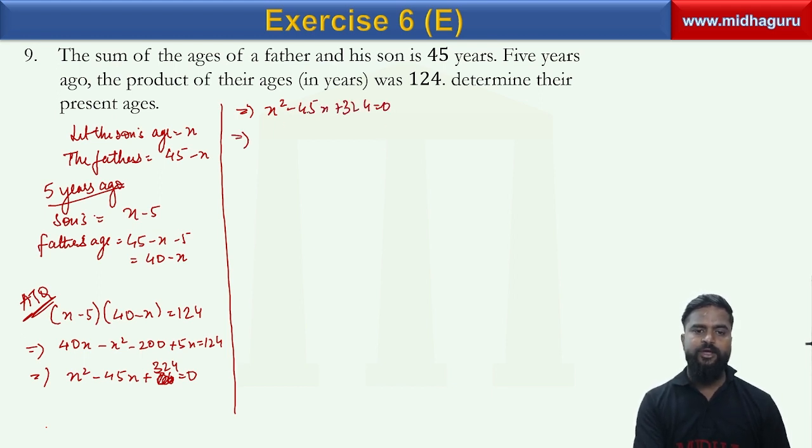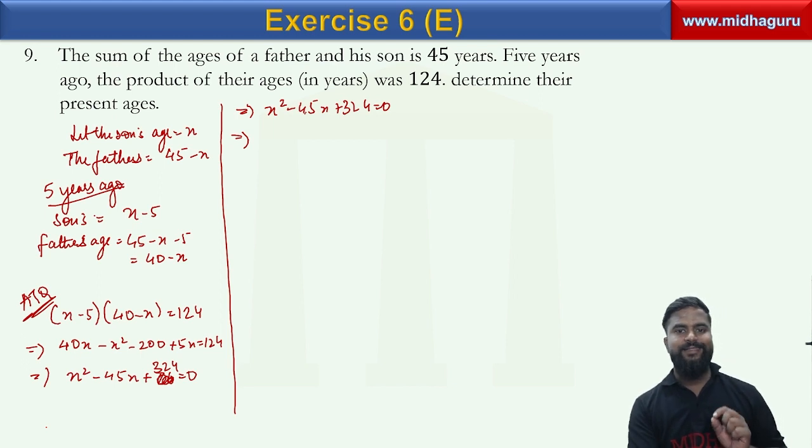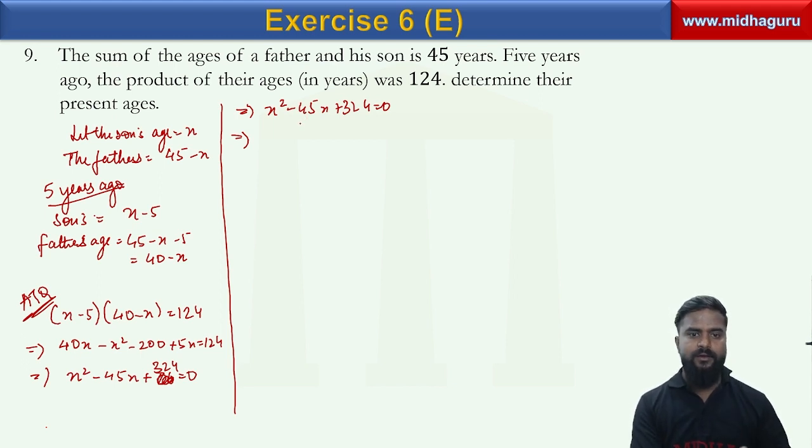Now I split minus 45x such that the product given to us will be plus 324 and the sum will be minus 45. So we'll do x squared minus 36x minus 9x plus 324 is equal to 0. Since adding them gives us minus 45 and multiplying them gives us plus 324.